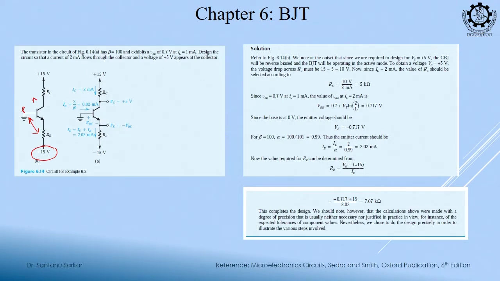If beta is 100, VBE is 0.7 at IC equal to 1 milliampere. So, it is given that if IC is equal to 1 milliampere, my VBE is 0.7. Why is it given? So that we can recalculate the value of VBE if IC is varying. The input is VBE. If VBE is varying, IC will vary, right? And from that expression we can recalculate this, right?